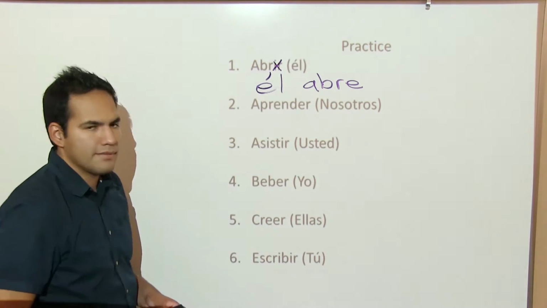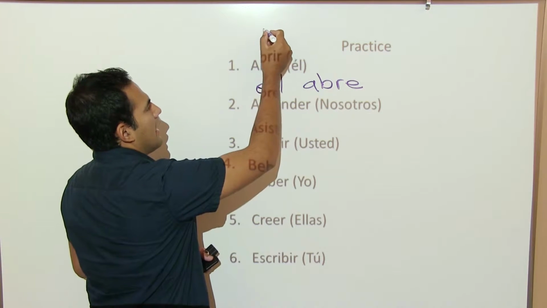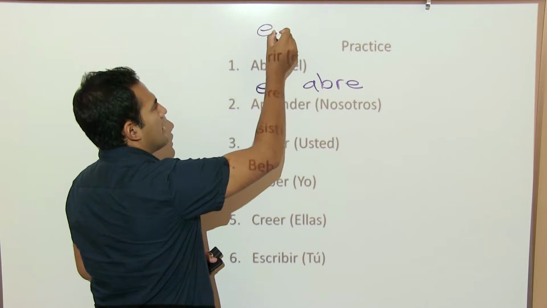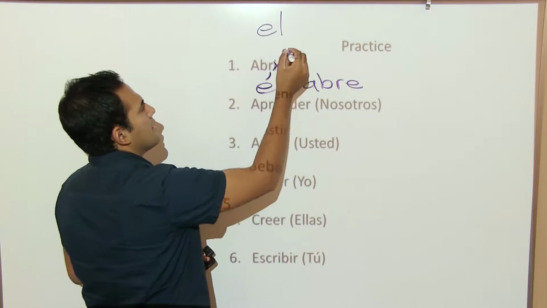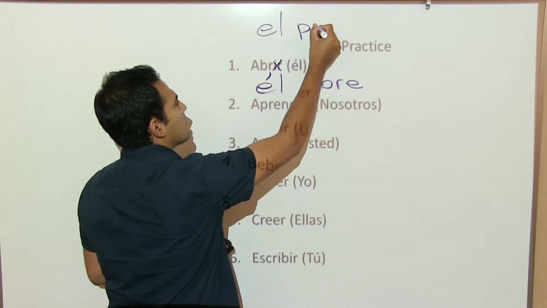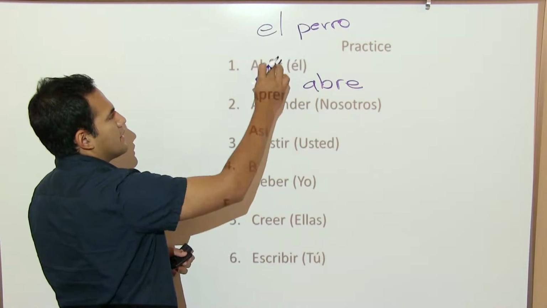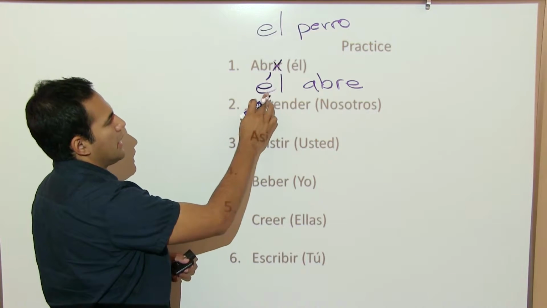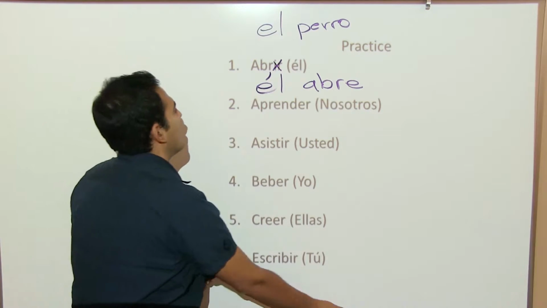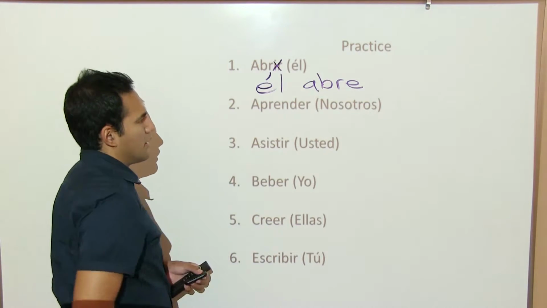él abre. Okay? And just to point out, we have the definite article el, which is used to describe a noun, for example, el perro. So to differentiate between the two, you have to make the accent so they know what you're using. So that's just for you to be aware of.